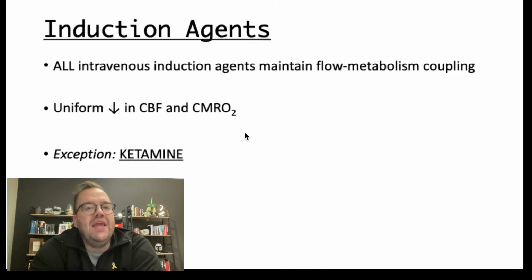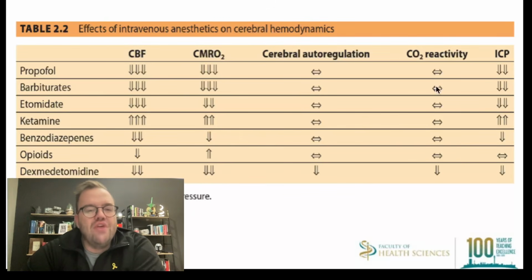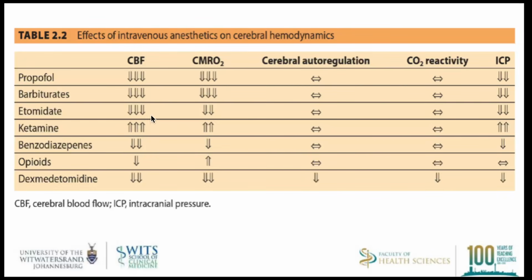But by maintaining a normal blood pressure, ketamine is an ideal drug in trauma patients to maintain a normal cerebral perfusion pressure. So if we look at the intravenous anesthetic agents and how they affect, you can see that all of them decrease cerebral blood flow. They all decrease oxygen consumption. They have pretty limited effect on autoregulation. They have limited effect on carbon dioxide reactivity, but they decrease intracranial pressure. And as you see, propofol and the barbiturates do it the most, opioids the least.